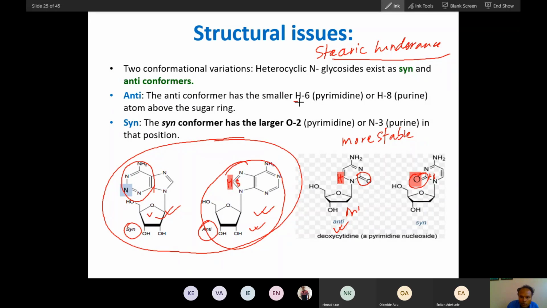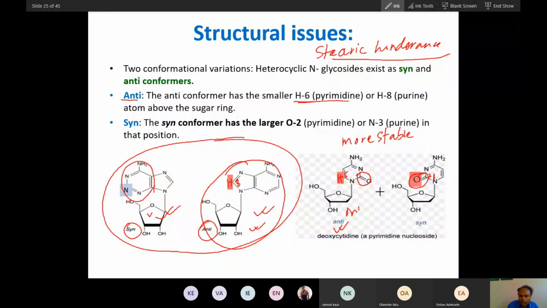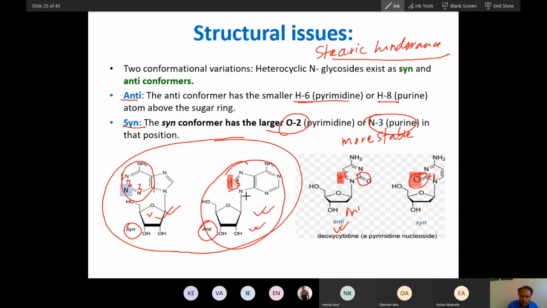You can see here I have shown H6 in pyrimidine, and this is anti, and then H8 in purine. So this is anti. Syn is O2, and N3 in purine, 1, 2, 3. If this whole N3 of the pyrimidine comes directly above the sugar, this is syn. These two are syn, and these two are anti.